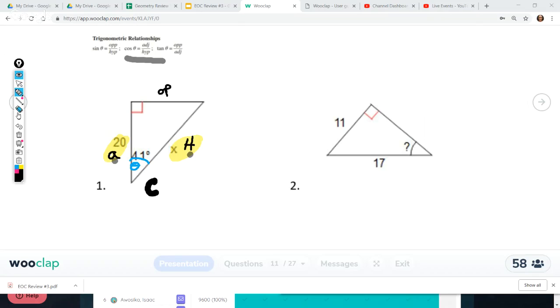So because I know my cosine value, I'm going to write down cosine 41 equals adjacent, which in this case is 20, divided by x, which is my hypotenuse. Now you would cross multiply. Now, some of you know the trick. Because x is in the denominator, all I'm really doing is switching the places, but I'm going to show you the long way. The long way says x times cosine 41 equals 20. Then you're going to divide both sides by whatever cosine 41 is, and then you're going to get your solution.